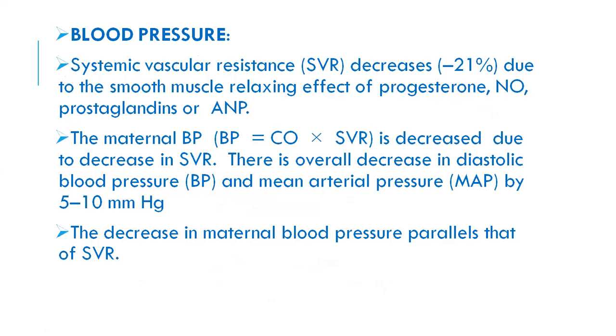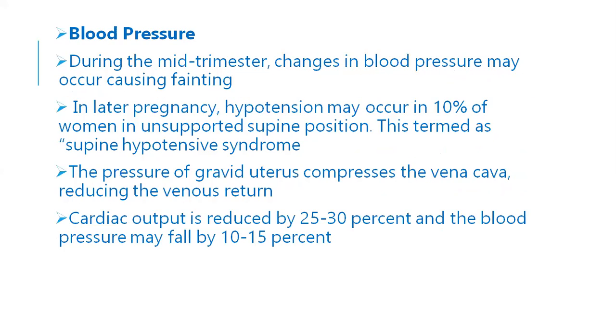Systemic vascular resistance decreases due to the smooth muscle relaxing effect of progesterone, nitric oxide, prostaglandins, and atrial natriuretic peptide. The maternal BP is equal to cardiac output times systemic vascular resistance. There is an overall decrease in diastolic blood pressure and mean arterial pressure by 5 to 10 mm mercury. The decrease in blood pressure parallels that of systemic vascular resistance.